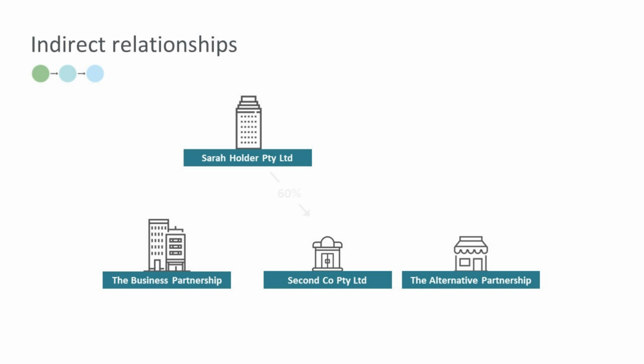In the example on your screen, Second Co. Proprietary Limited is a subsidiary of Sarah Holder Proprietary Limited, so they are related under Section 50 of the Corporations Act. Second Co. also has a controlling interest in the Alternative Partnership. This means that Sarah Holder Proprietary Limited is deemed to also have a controlling interest in the Alternative Partnership. In addition, Sarah Holder Proprietary Limited has a controlling interest in the Business Partnership. All the entities in this example form one payroll tax group.